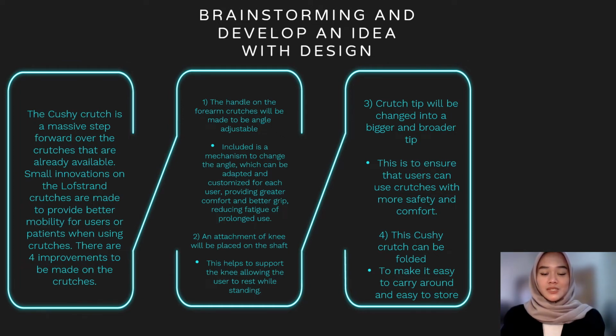Secondly, an attachment that supports the knee, allowing the user to rest while standing, will be placed on the shaft or the main frame of the crutches. Next, the crutch tip will be changed into a bigger and broader tip. This is to ensure that users can use crutches with more safety and comfort. Lastly, to make it easy to carry around and easy to store, this cushy crutch can be folded.